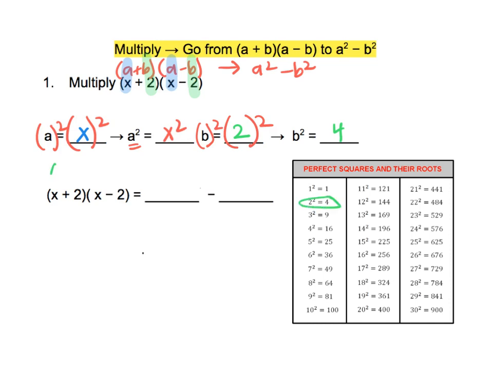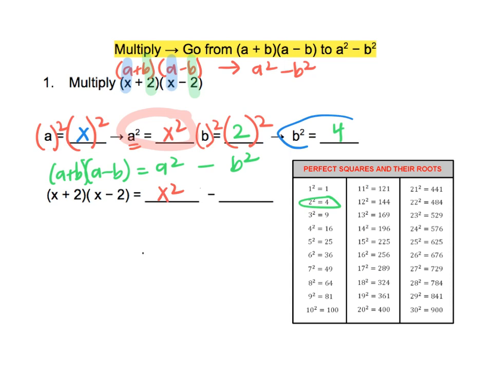Now, we started with that a plus b times a minus b, and we want to equal a squared minus b squared. Well, good news, we already figured out what a squared and b squared were. If you look at your work above, you have a squared equals x squared. So instead of a squared, we're going to write x squared. And you have b squared equals 4. So instead of b squared, you're going to write 4. So your final answer would be x squared minus 4.